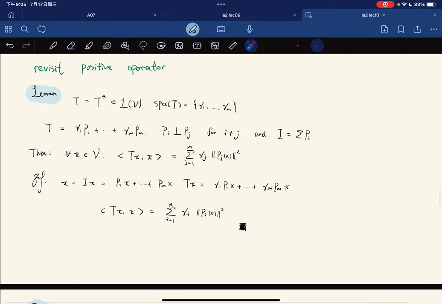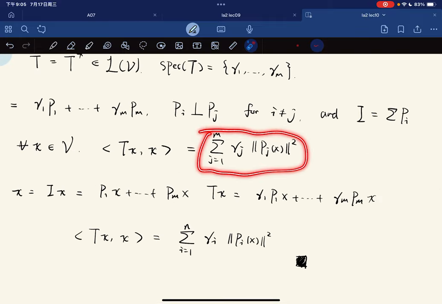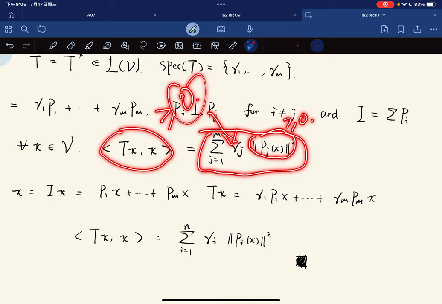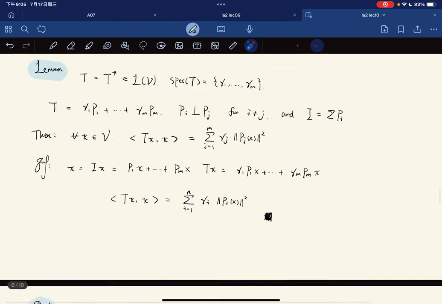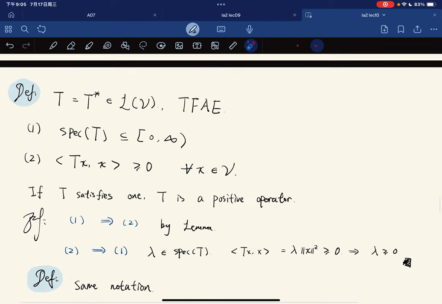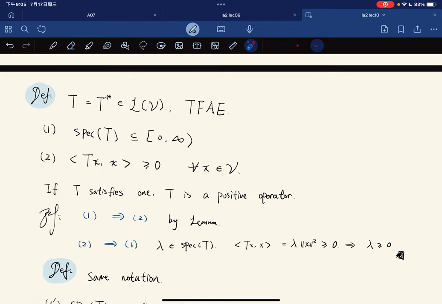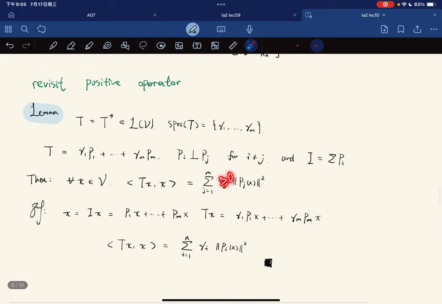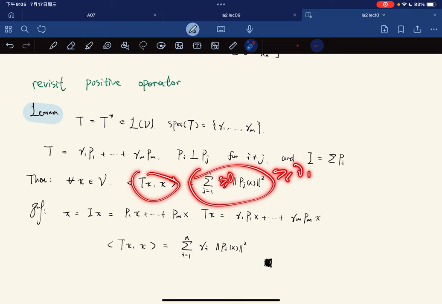So with this formula, as you can see, the definition of positive is that something like this is greater than or equal to 0. This implies that all the gamma j's will be non-negative, right? So the following are equivalent: the spectrum of T is non-negative if and only if we have this. If T satisfies 1, we call T a positive operator. Alright, so 1 implies 2 is by the lemma, right? By the lemma, if they're non-negative, then this entire thing will be non-negative.